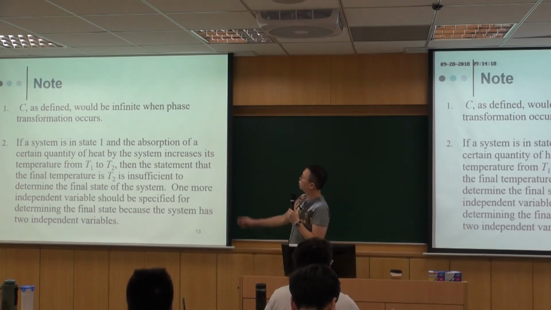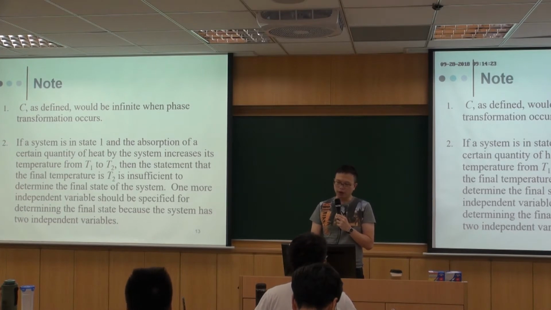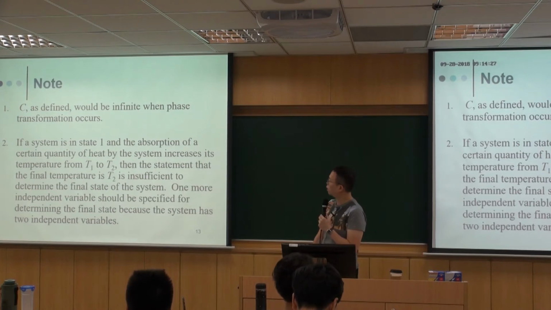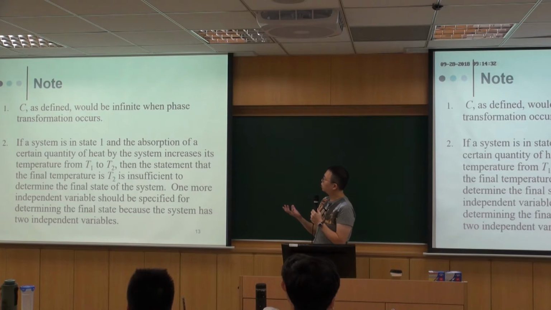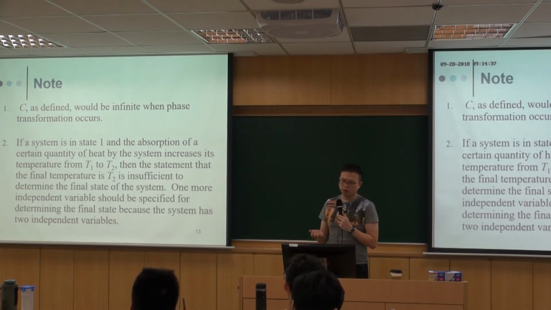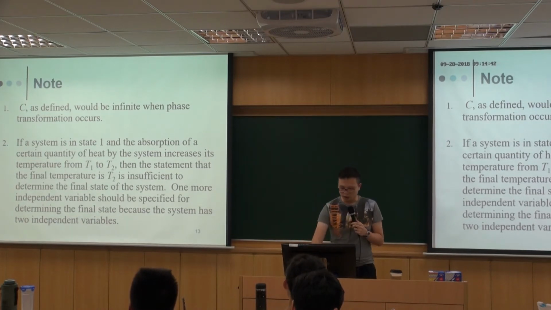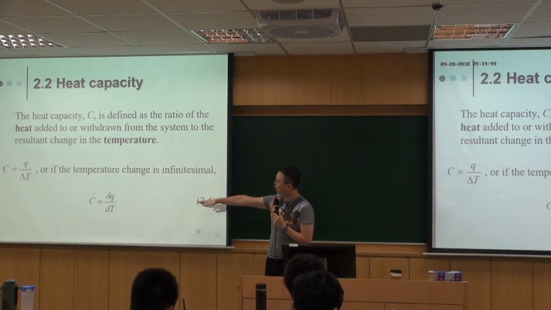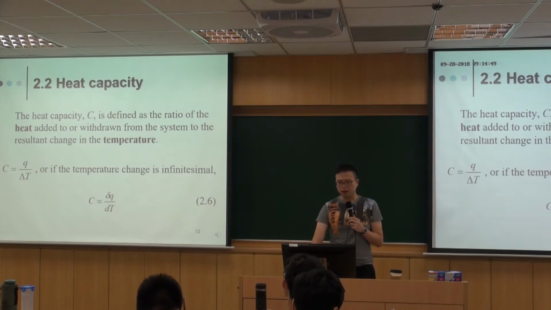And last time we also mentioned that there will be an infinite value for C if the system is going through a phase transformation, because you absorb heat, but at the same time the system temperature remains the same. So there's no change in terms of temperature, but there's an absorption of heat. So if you look at this definition, dT is 0, so C will approach infinity. So that's the case when you're looking at phase transformation.